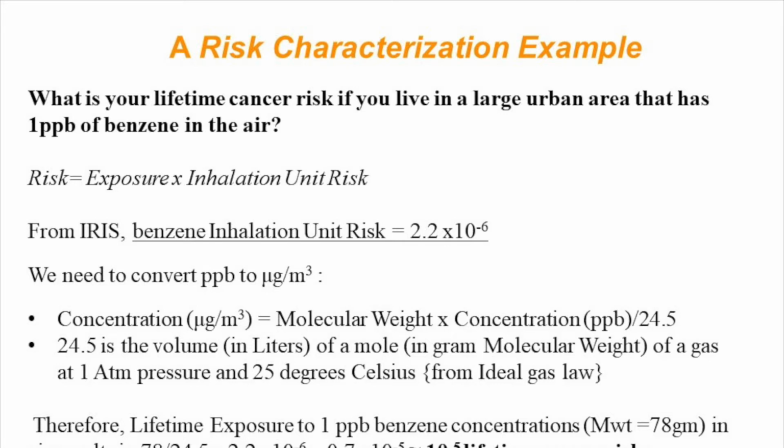We need to convert parts per billion, which is volume to volume, to micrograms per cubic meter. The conversion is: concentration in micrograms per cubic meter is equal to the molecular weight of that substance times the concentration given in parts per billion, divided by 24.5. Now, where do we get 24.5?